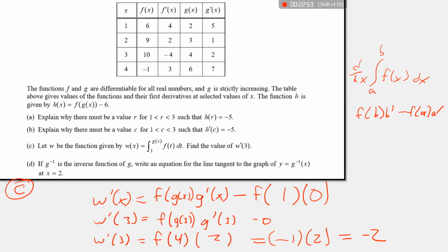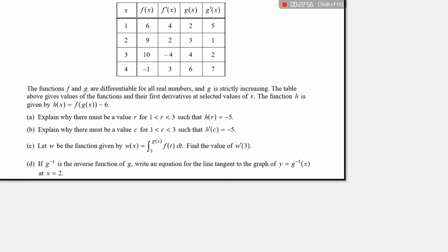No. Cool. Okay, so last one. If I derive an inverse function, I would get 1 over the derivative of the original at the inverse. Okay, so if g inverse is the inverse of g, then I want to write an equation for the line tangent to the graph of y equals the inverse at x equals 2.